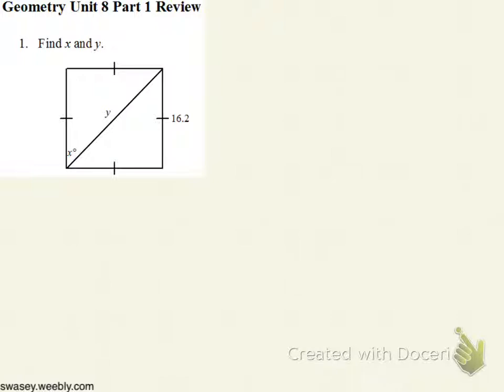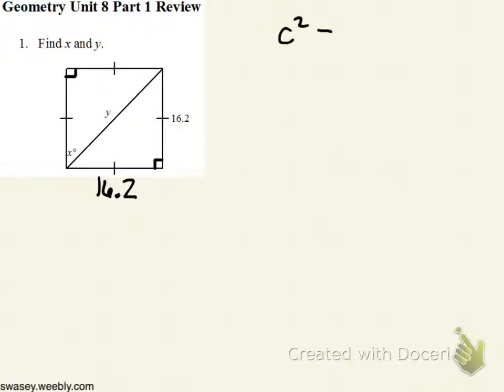One thing that I should have given you here is that these are right angles. I might do that by drawing in the right angle symbol or stating that it's a square. So we do have right triangles here. So to find the y, we've got both legs as 16.2.